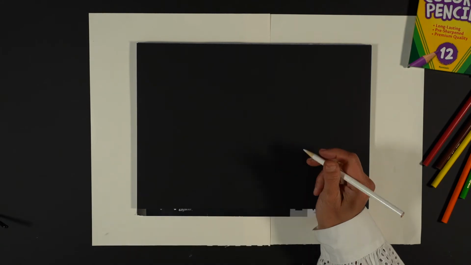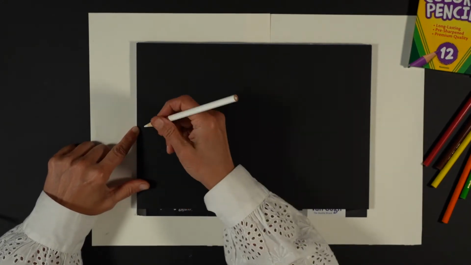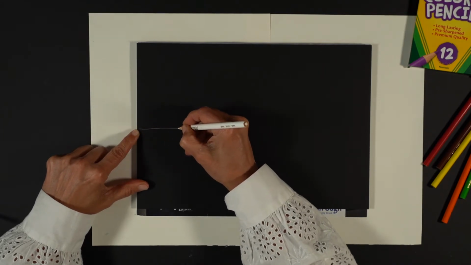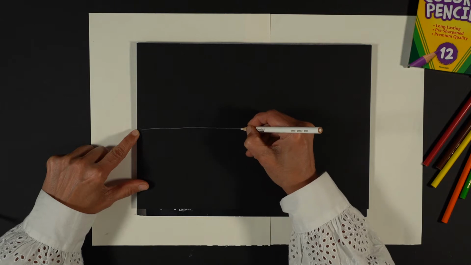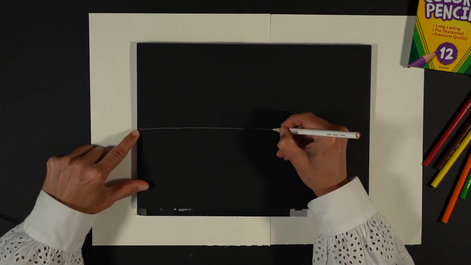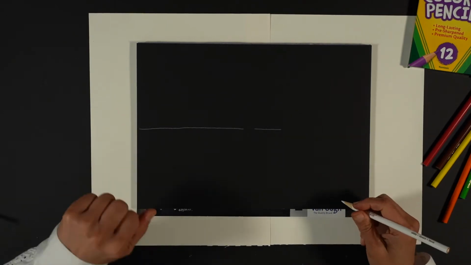So the first thing that I want you to do is, this is the middle of my paper. I want to make a line that goes right in the middle, like this. One long line, pick it up, leave a little gap, and a short line. Do this. A long line and a short line.